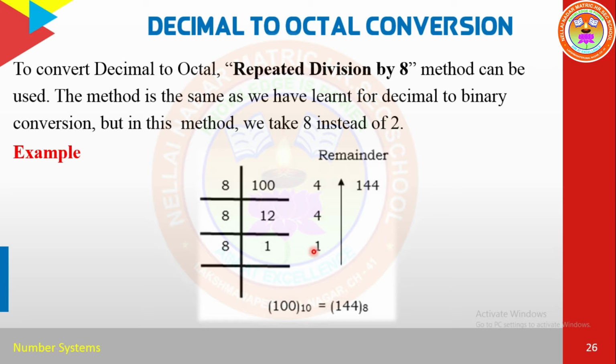The right hand side value is 1 4 4. We don't need to put the last value here, because it is already smaller than 8, so simply stop this second step and write 1 4 4. That is the procedure. So the answer is 144 base 8. The same procedure you follow in decimal to binary conversion; instead of 2, you write 8 for converting decimal to octal.